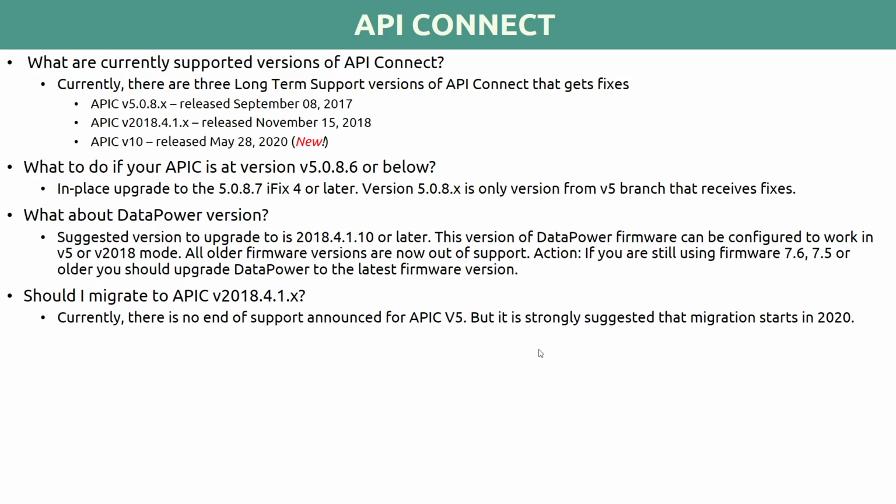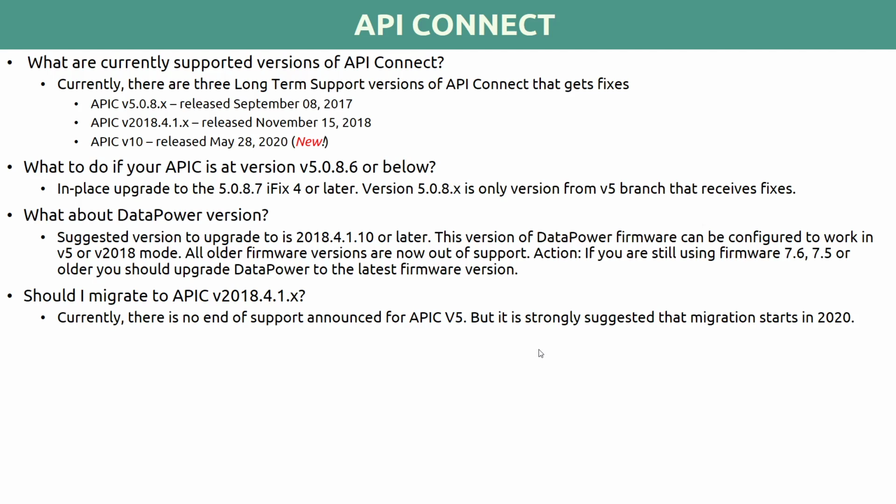So first one is API Connect. The currently supported versions of API Connect are from the version 5 branch and from version 2018. What is new is version 10, which has just been released recently.